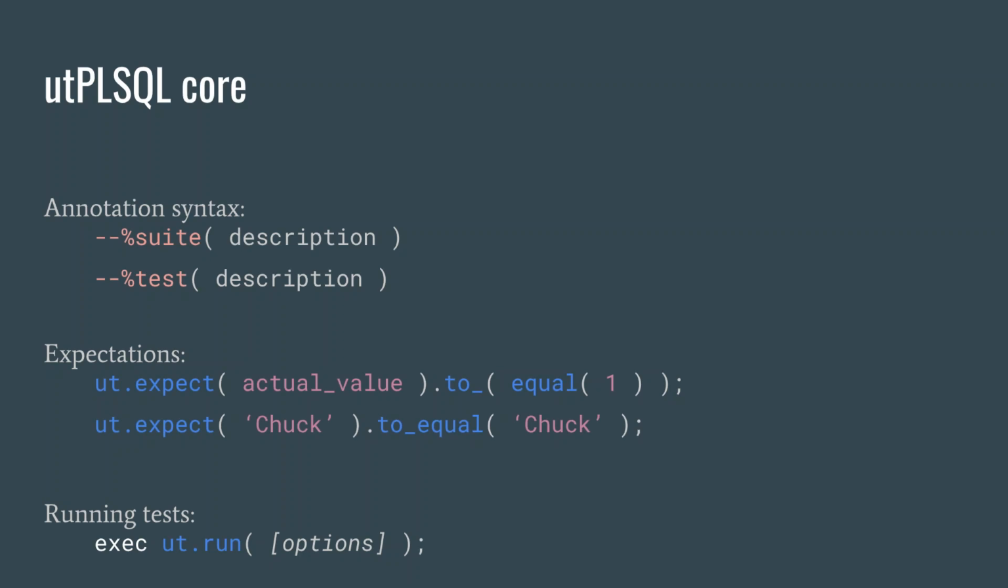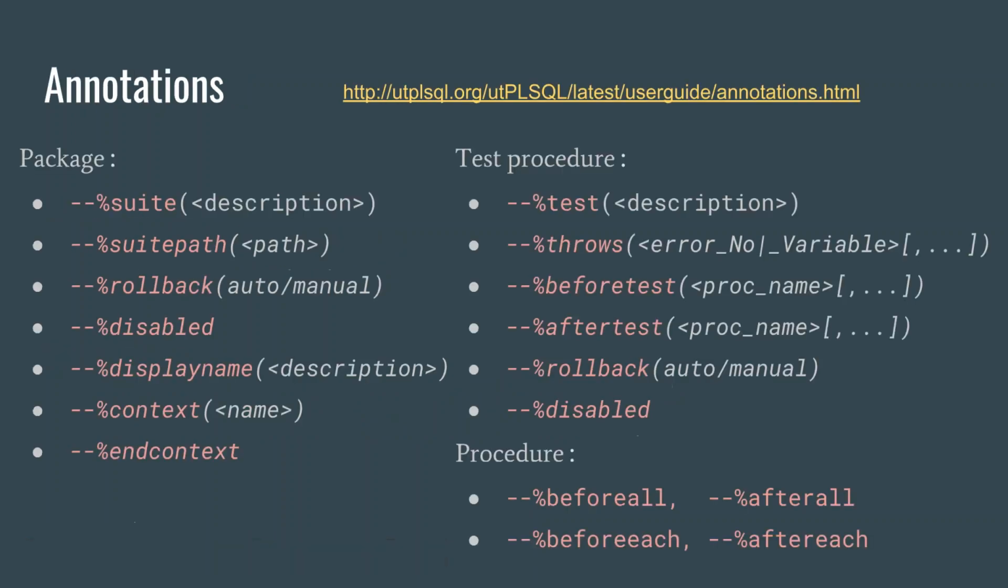So the core of utPLSQL is suites and the annotations and expectations. And to run your tests, you use utrun syntax. And the utrun is not just a procedure without parameters. It actually has quite a few parameters that you can pass in. So it's multiple options. Maybe we'll go through those if we have time.